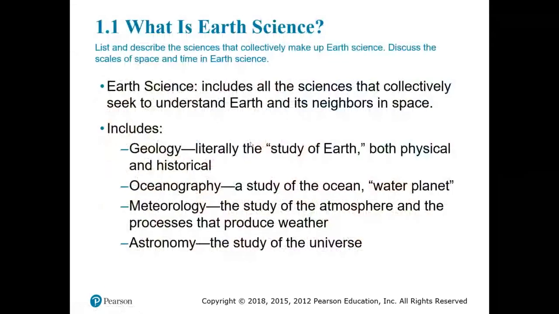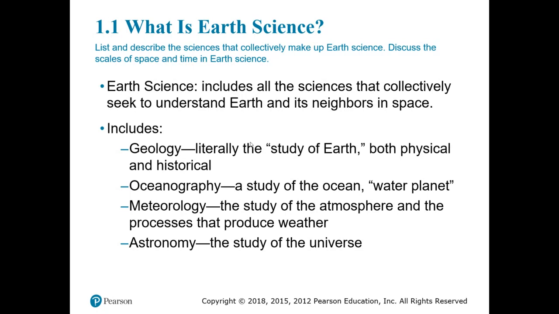So, what is Earth Science? In Earth Science, we are going to look at several different types of science. We are going to look at geology, geo meaning earth. So literally it says here the study of earth. So this is going to be historical in that we're going to take a unit on geologic time, but also physical in terms of mountains, volcanoes, earthquakes, plate tectonics, weathering, glaciers, water. We'll take a look at all of those things.